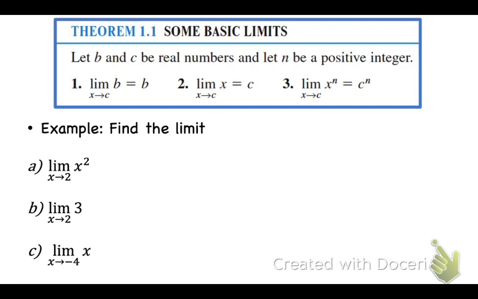Okay, so here's some basic limit rules. Let B and C be real numbers, so they're constants, okay? Let n be a positive integer. So the limit of B as x approaches C is B. So the limit of 6 as x approaches 7 is 6 because there's no variable in it. You'll see an example in a minute. The limit of x as x approaches C is just C.